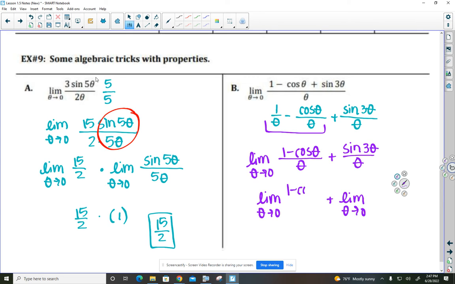And I see my cosine trig limit in the first one, and not quite yet, but very closely, I see my sine trig limit on the second. Okay, on the second one, I need my thetas to match. We'll do what we did in example A, multiply by 3 over 3, so I can get my 3 thetas to match. That constant of 3 really can be thrown in front of the limit. Again, that's because of our limit properties.